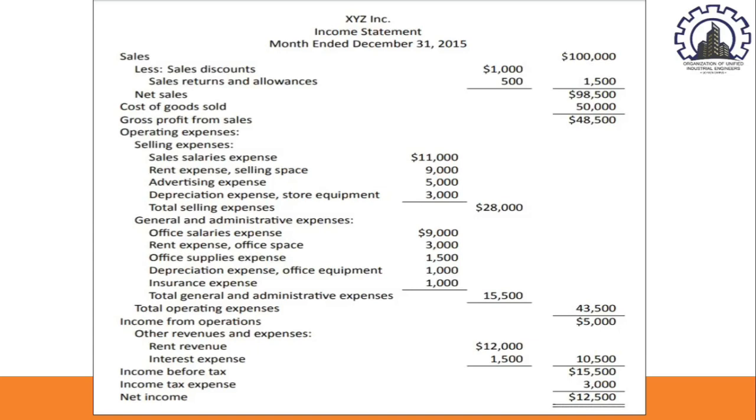XYZ Incorporated deducts interest expense under other revenues and expenses. Interest expense does not result from operating activities, and therefore it is a financing activity because it is associated with the borrowing of money. Another example of a non-operating expense is losses on the sale of property, plant, and equipment. Income tax expense is a government requirement, so it is shown separately. And notice that income tax expense follows the subtotal income before tax.